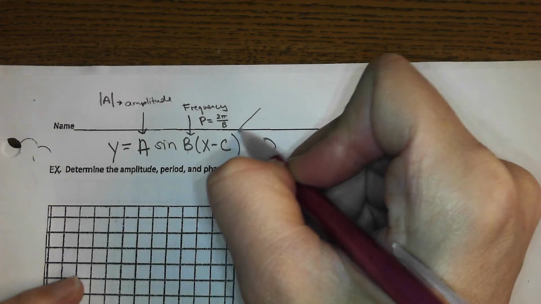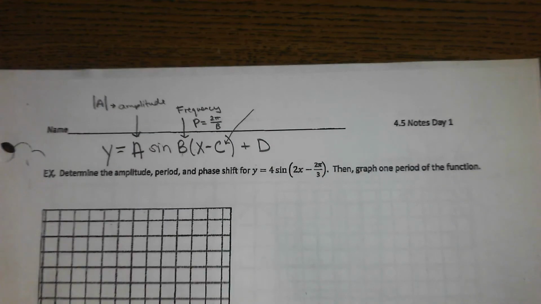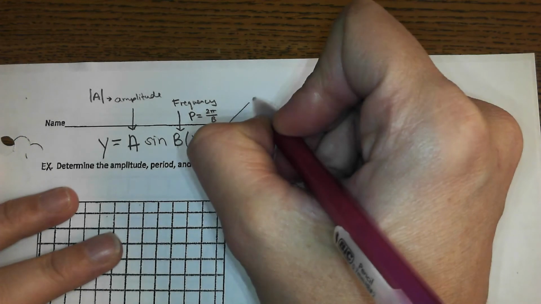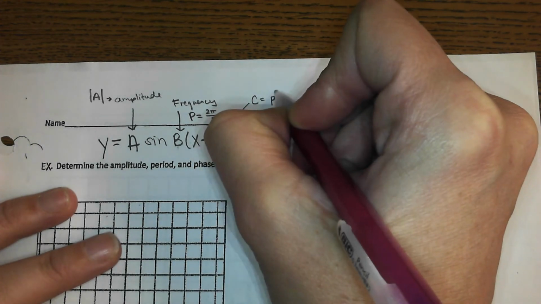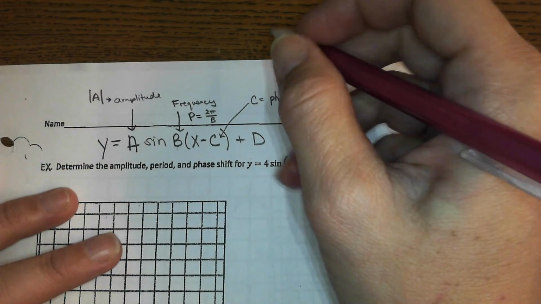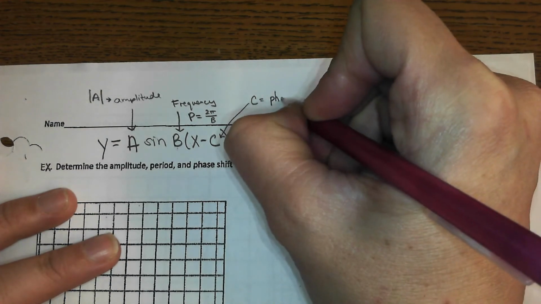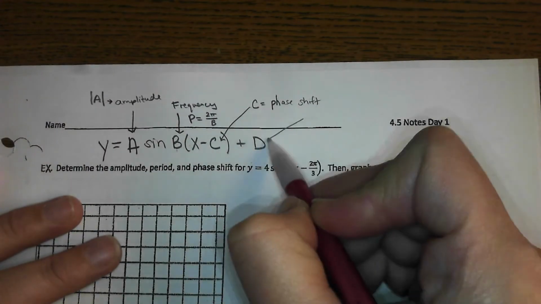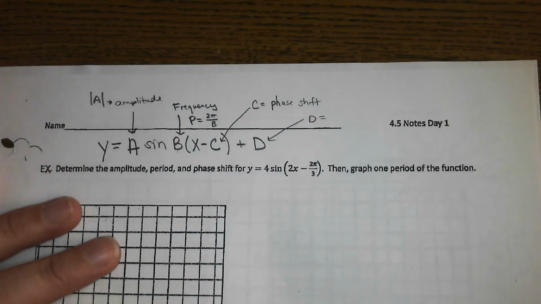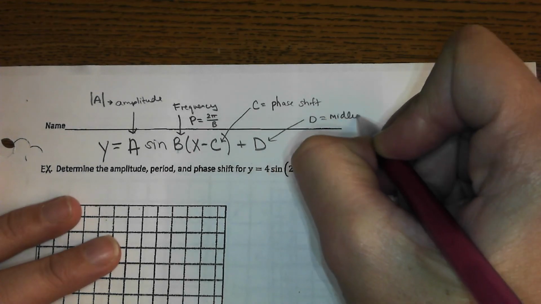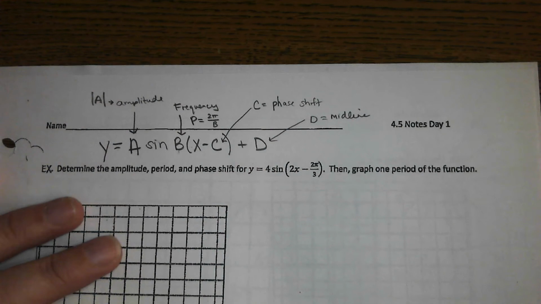Do you remember what the C is called? Aiden? Starts with PH. Phase shift. Oh, it's all right there on your first problem. And D is your, do you remember? Midline.